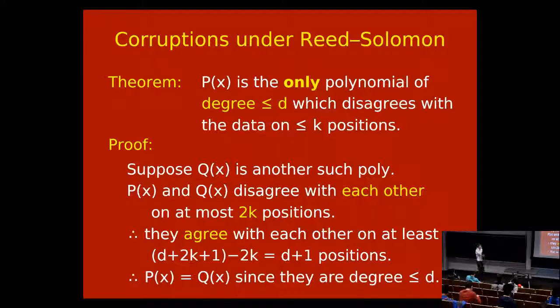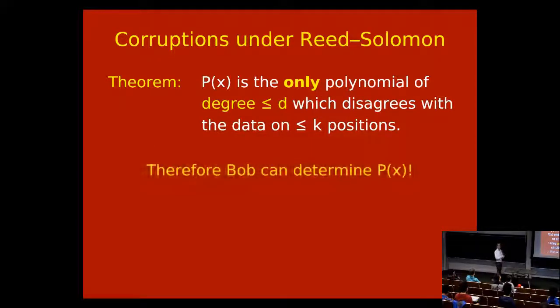So that's also pretty cool. It shows that with this, again, very little redundancy, Alice sends a message of length d plus 2k plus 1. Bob, at least in principle, can figure out Alice's message. There's only one thing she could have been trying to send, given what he received.